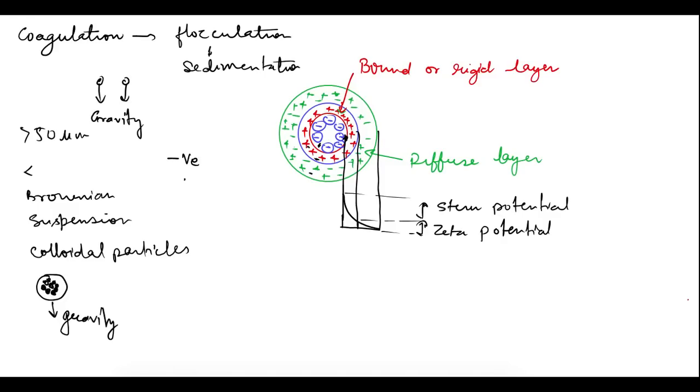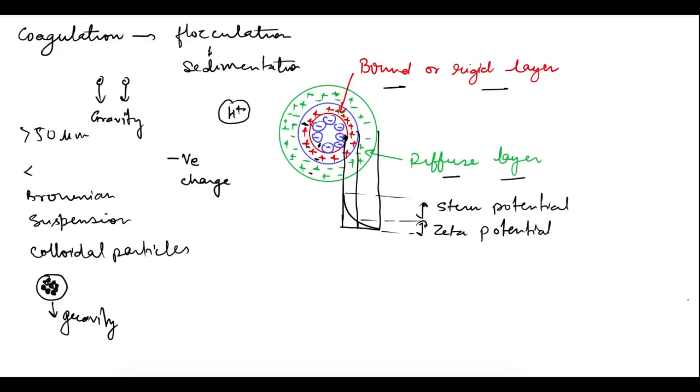The problem is the negative charge which exists on the surface of colloidal particles. When you put these negatively charged colloidal particles in water, they attract the positively charged hydrogen ions on the surface. Because of these positively charged hydrogen ions, a very thin and strong layer forms on the surface of the colloidal particle, which we call the bound or rigid layer. This is not the only layer, this is the first layer. After that there is another layer, in which both positively and negatively charged ions are present. This other layer is called the diffuse layer.